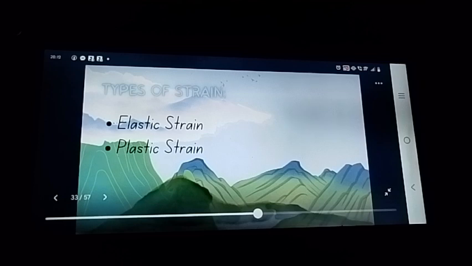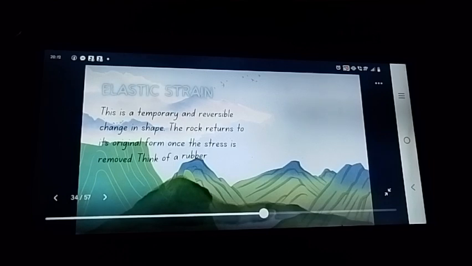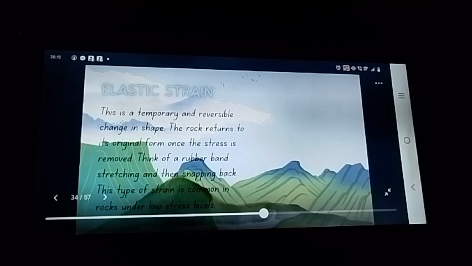So here are the types of strain: elastic strain and plastic strain. So elastic strain. Elastic strain is a temporary, reversible change in shape. The rock returns to its original form once the stress is removed. Think of a rubber band, stretching and then snapping back. This type of strain is common in rocks under low stress levels.